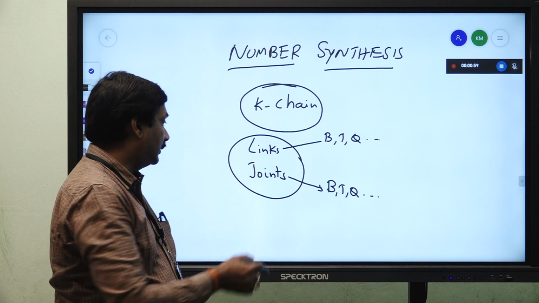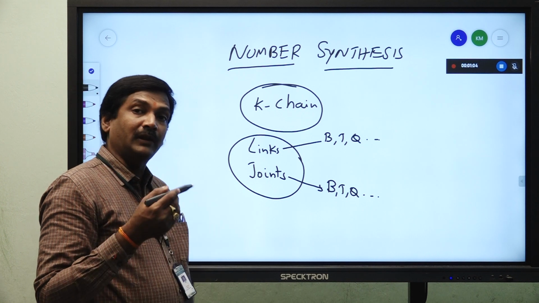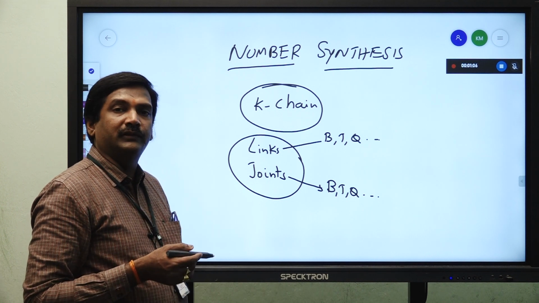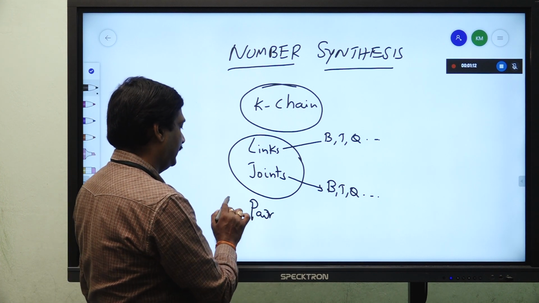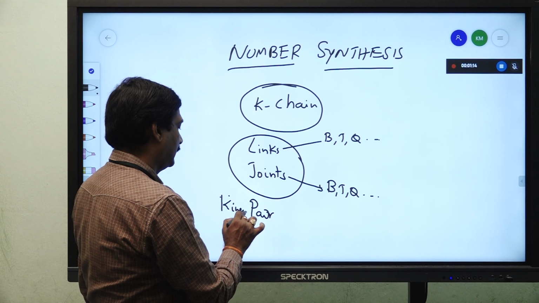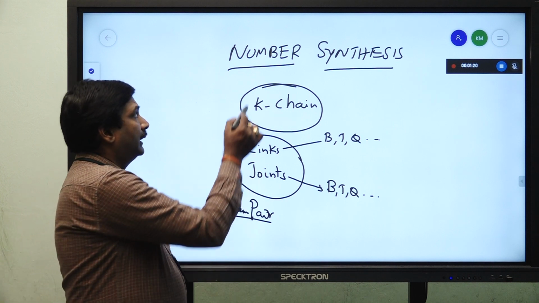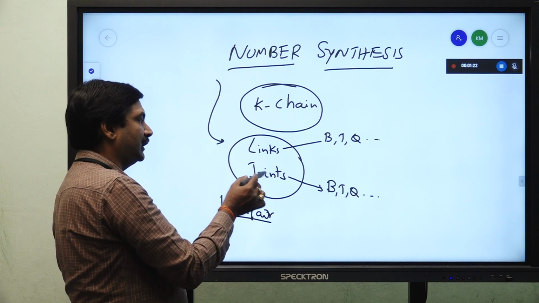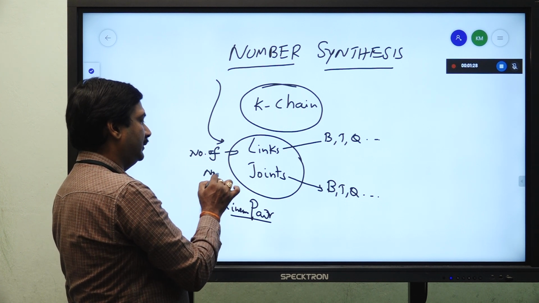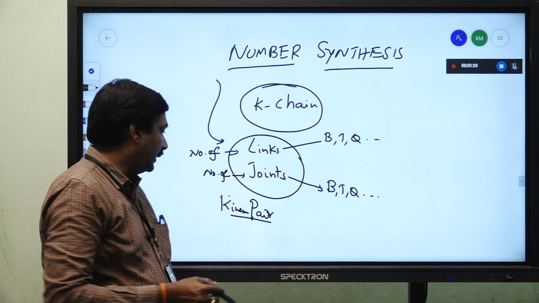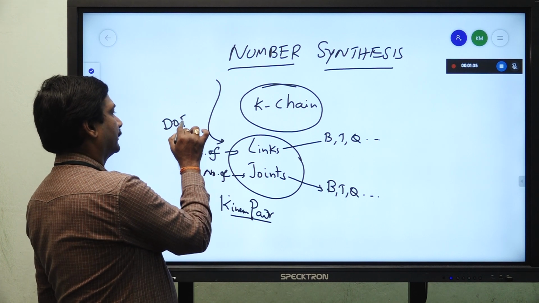There will be pairings: screw pairs, rotary pairs, sliding pairs or prismatic pairs, spherical pairs. Like this we have different pairings. These are called kinematic pairs. Number synthesis will say what is the relation between the number of links and the number of joints, and how they are interlinked with your degree of freedom.